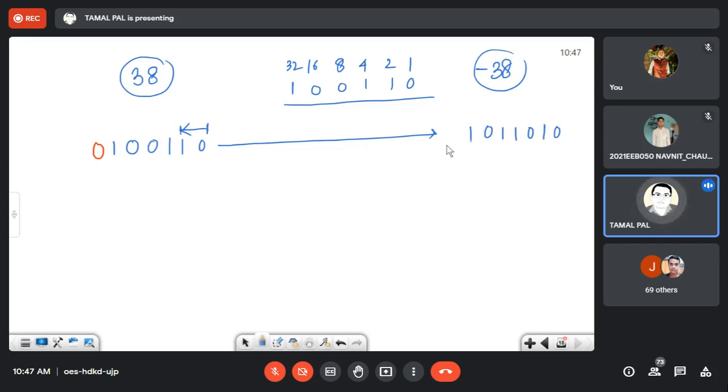And if you do the same thing on it, then up to the first one, 0 and 1, it is unchanged. So up to this will be unchanged. So 1, 0, and then 0 becomes 1 and 1 becomes 0. So this is 1, 0, 0, 1 and 0. So I think it's clear to you how to go from 38 to minus 38.